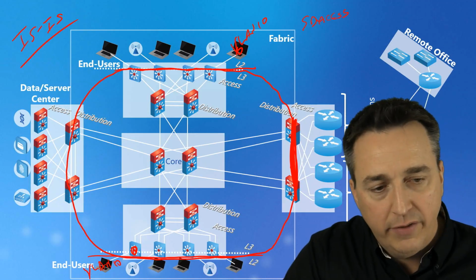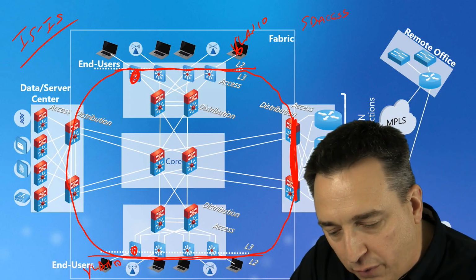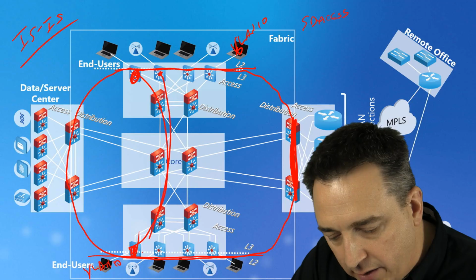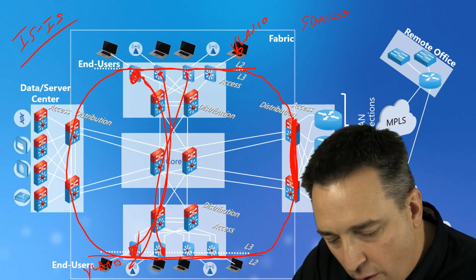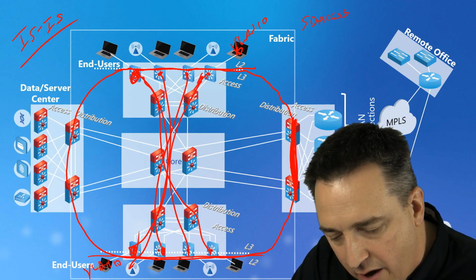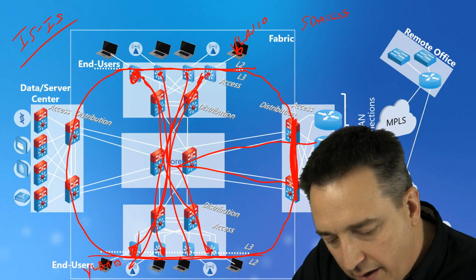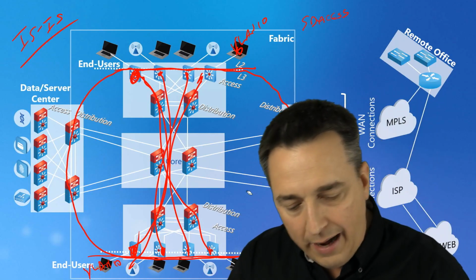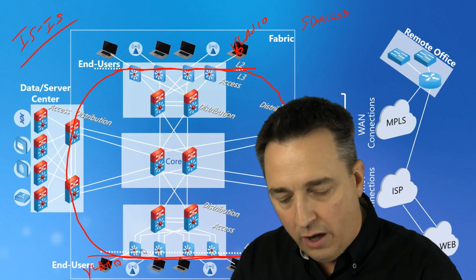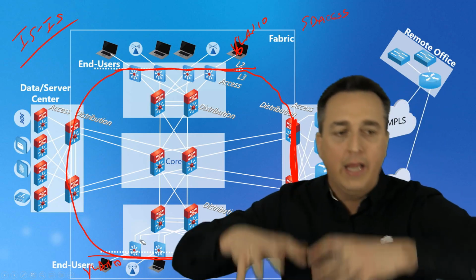So full connectivity. Why? Because we want to be able to make sure we can route from here to here, or from here to here, and so on and so forth. So we have to make sure we can route between all those different devices with our underlying protocol.